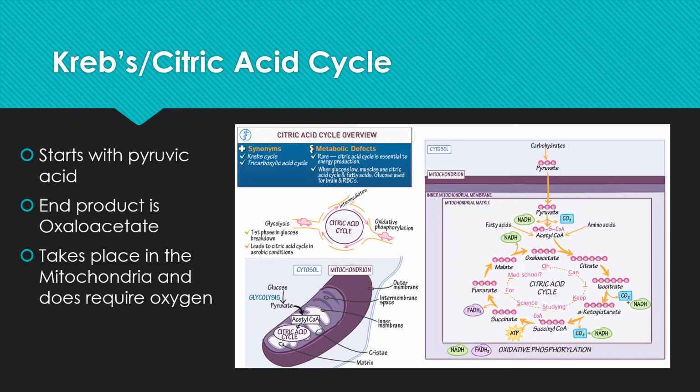The Krebs cycle, also called the citric acid cycle, starts with pyruvic acid that comes from glycolysis, and the end product is oxaloacetate. It takes place in the mitochondria and does require oxygen.